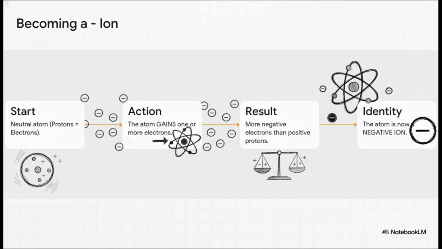Let's say our neutral atom gains an extra electron. Well, now you've got more negative charges than positive ones. The balance tips the other way, and the atom becomes a negative ion. It really is all about whether it's gaining or losing those tiny electrons.